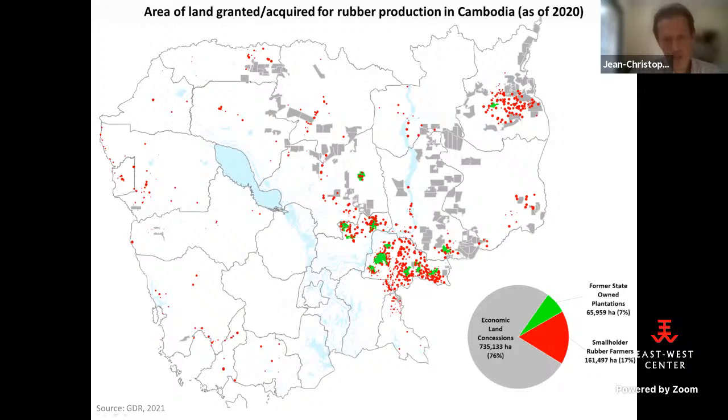And then you have the smallholder rubber sector, which consists of approximately 30,000 families, most of whom have a small area of rubber. 53% of them have actually less than two hectares of rubber landholding. So this map shows basically the spatial distribution and the size of the different models. The total area granted for rubber is basically about 0.96 million hectares.